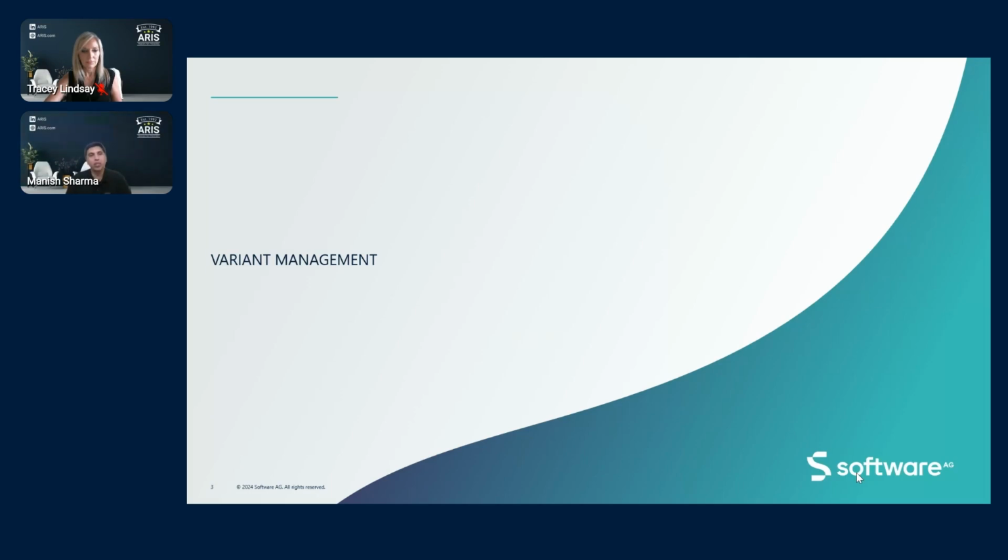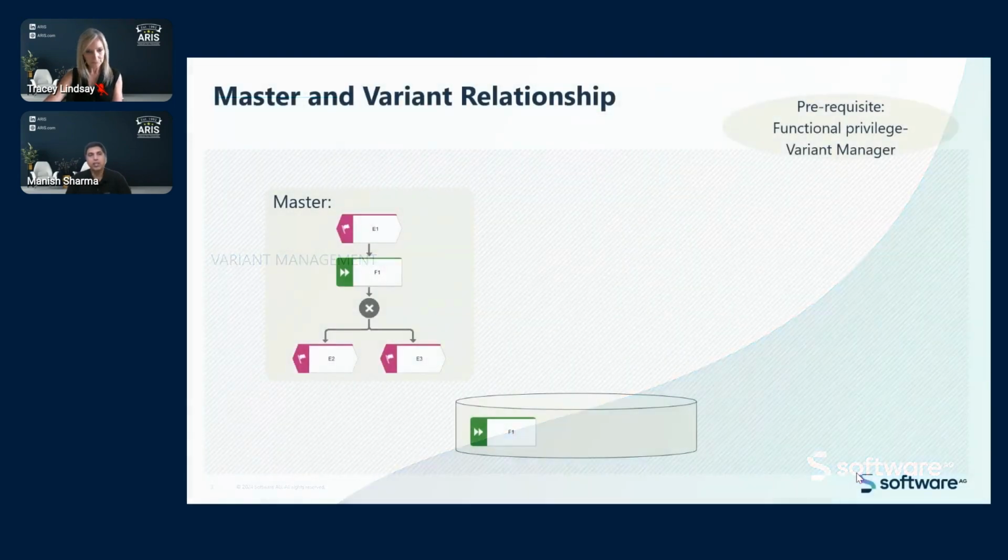However, if you want to reuse those models or objects in other scenarios, you can make copies of either the model or the object. And variant management is one such way of managing copies of either a model or an object. If I look at the database within ARIS, you usually have a model or an object in the database as a definition copy. As part of variant management, you can make copies of it.